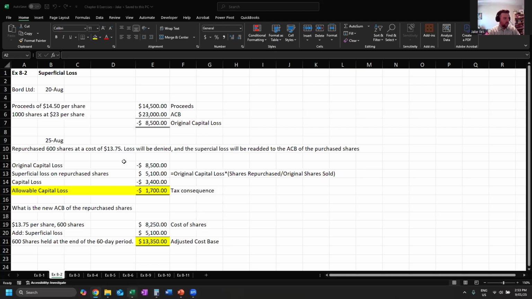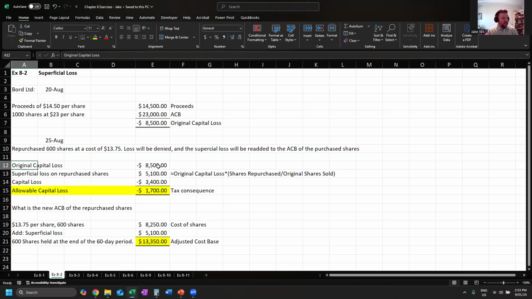What's the consequence? So there's a couple parts to this. One is we have to figure out what was the initial capital loss. She bought the shares at $23, so it would have cost her $23,000. She sold them at $14.50, so her proceeds would have been $14,500. That means her original capital loss is $8,500. That's what she's reporting on her tax return. But she repurchased 600 shares 5 days later. So she's not actually experiencing her loss. She's still in the same place she was for 600 of those shares.